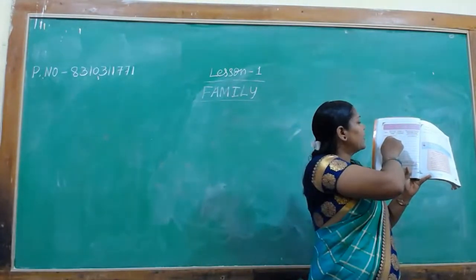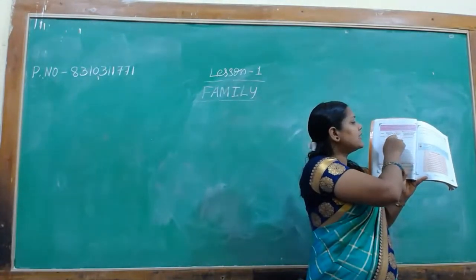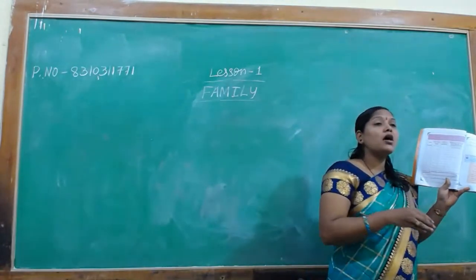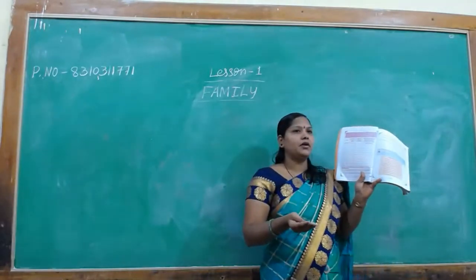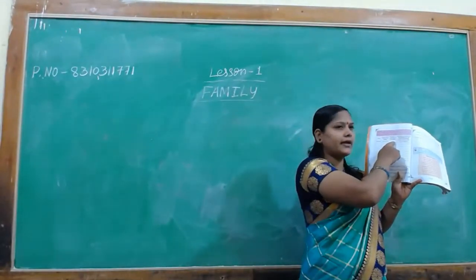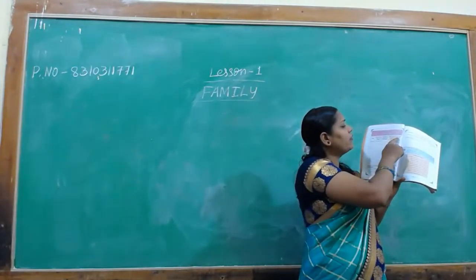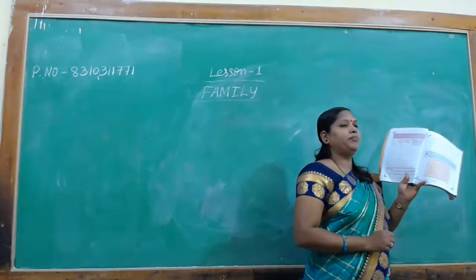You write it here. For example, they have given one here, Ramana. And the number of members in the family, in Ramana's house, how many members are there? Six members. Already in the example they have written it. And who are they? You write the relationship with the head of the family.